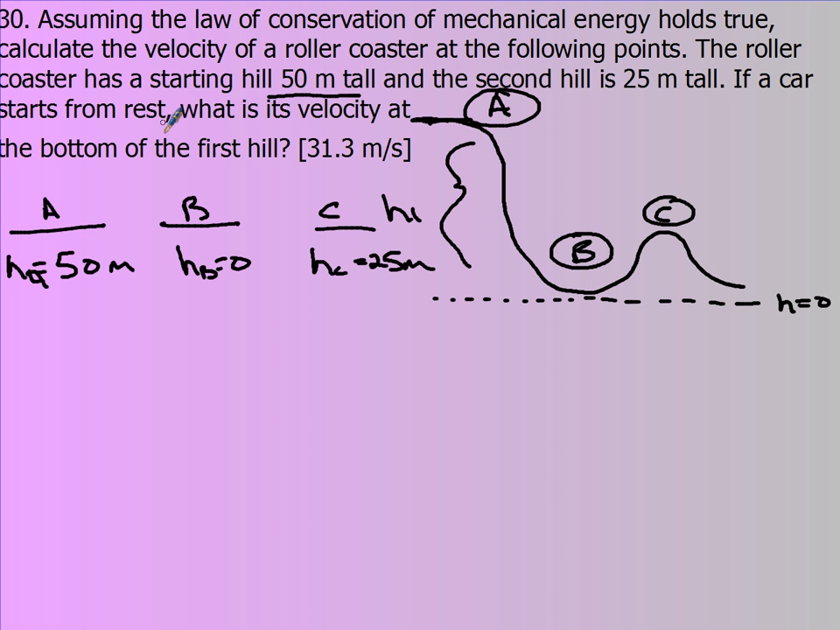If a car starts from rest, so starting from rest, it's starting up here. That means the velocity at A is 0 meters per second. What's its velocity at the bottom of the first hill? So we want the velocity at B. Now, please don't let the equation scare you. Let's see. We have the total energy at A has to equal the total energy at B. All right, you know that. The total energy at A has to equal the total energy at B.